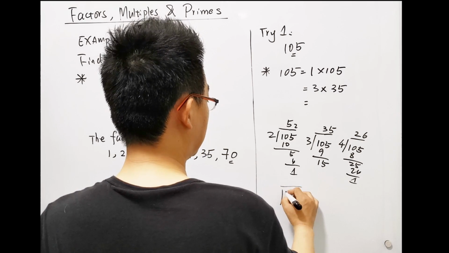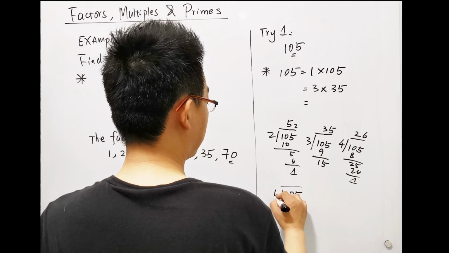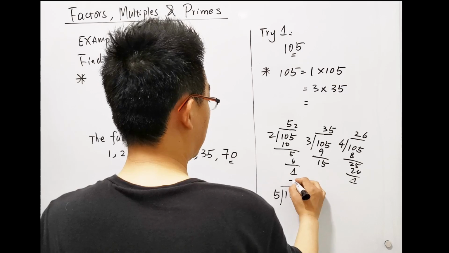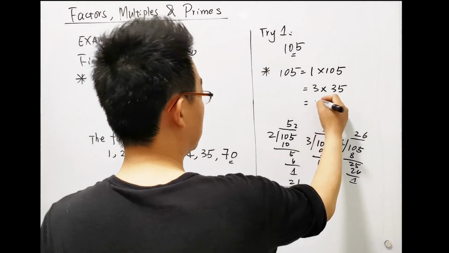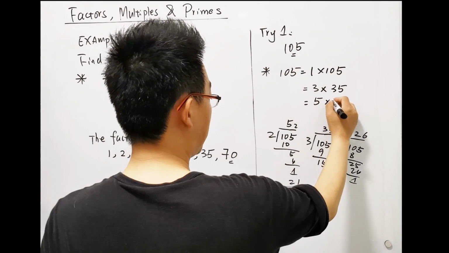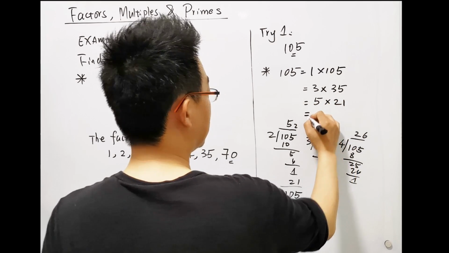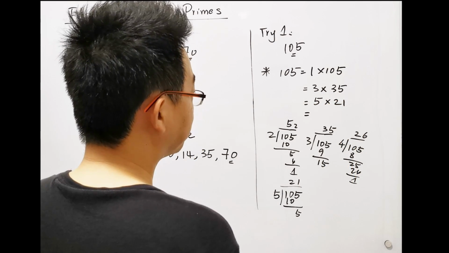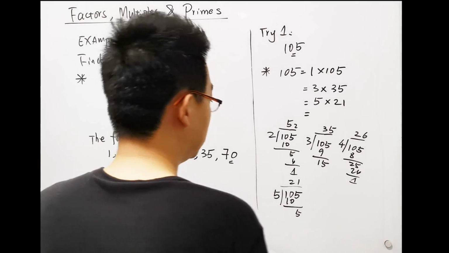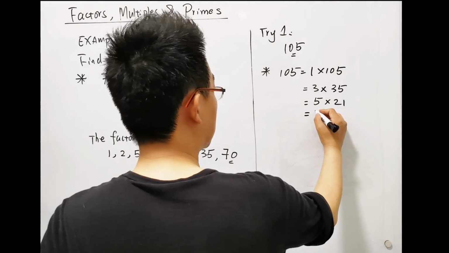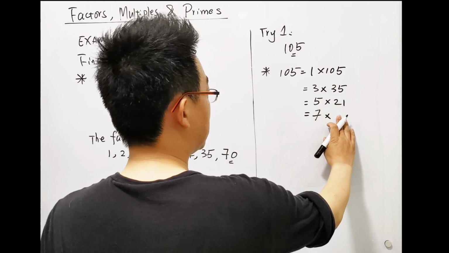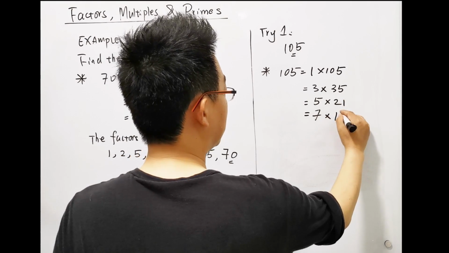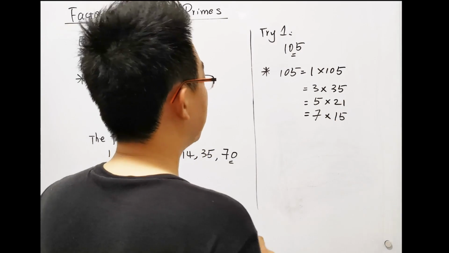How about number 5? 5 is good. 5 times 21. What else do we have? How about 6? No. How about 7? In this case, we also get 7, 7 times 15, right?